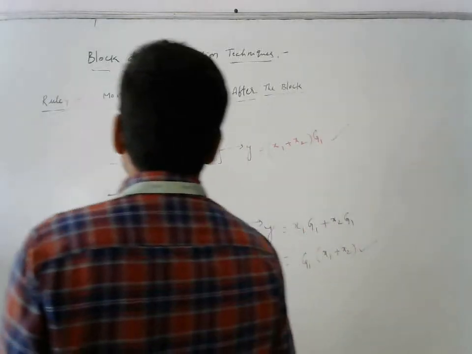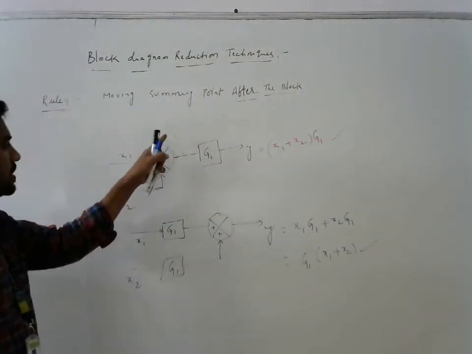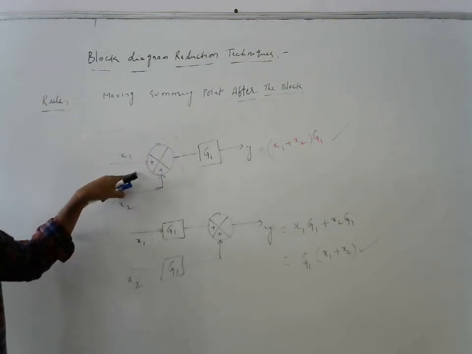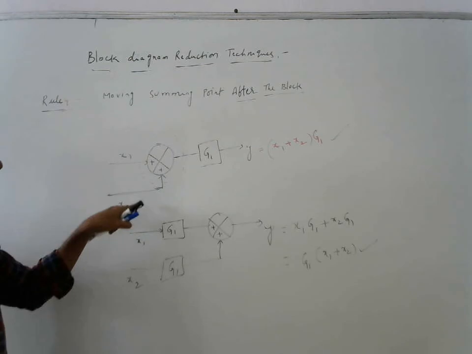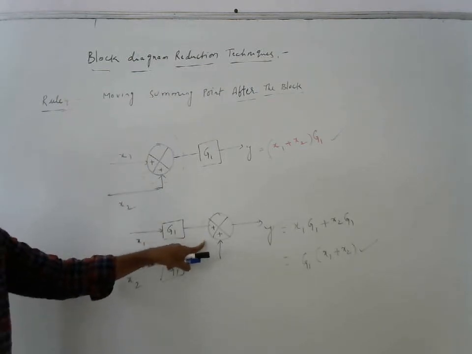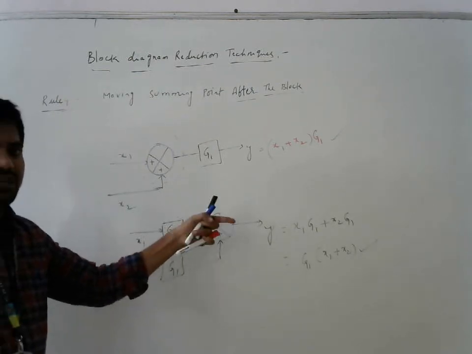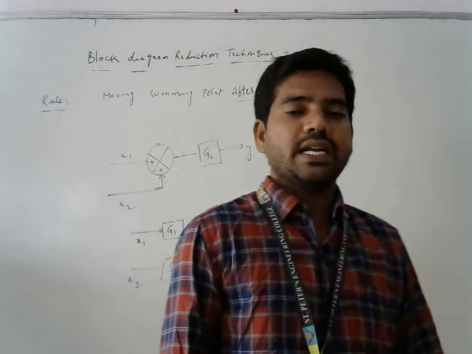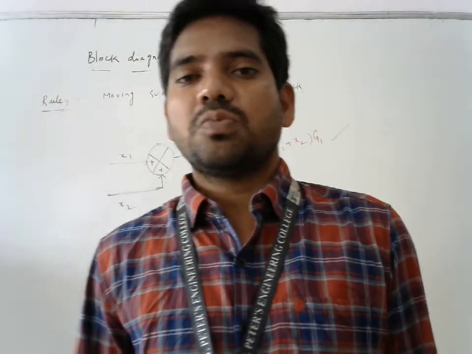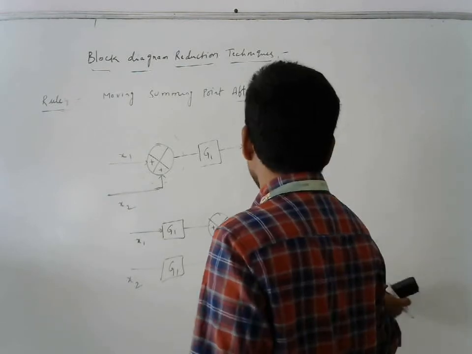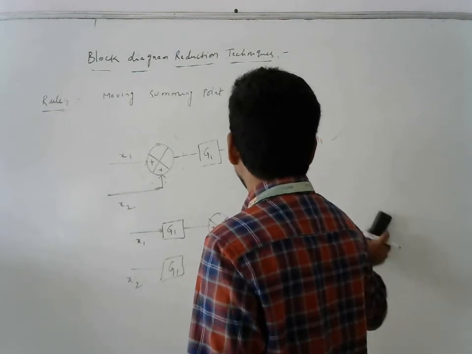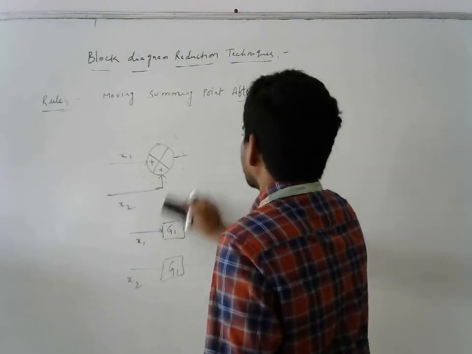See here, this is a summing point before the block. Now what I am doing is moving this summing point after the block, but the condition is that the output will not change. That is the rule for moving the summing point before the block or after the block.